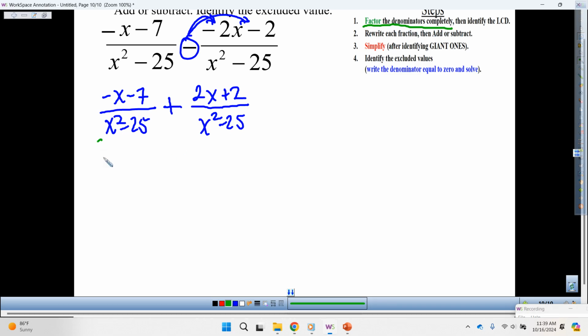Factoring. Yulisa, factors of x squared minus 25. X minus 5, x plus 5. X minus 5, x plus 5. We have common denominators. So done. So let's go to rewriting these.